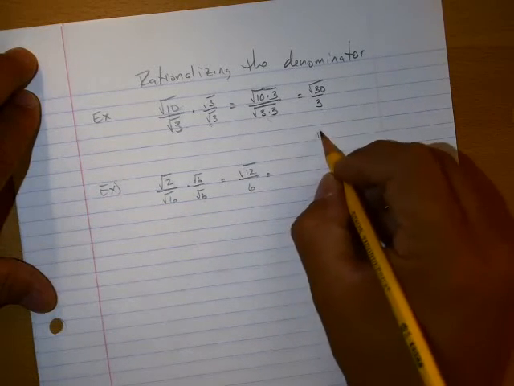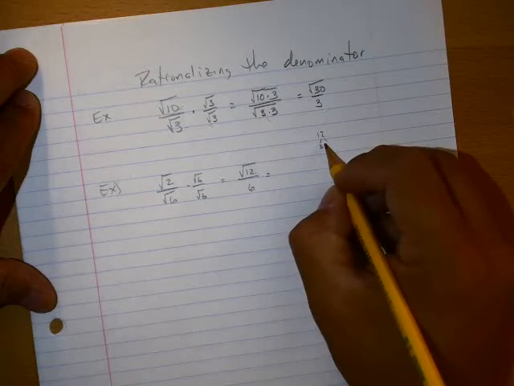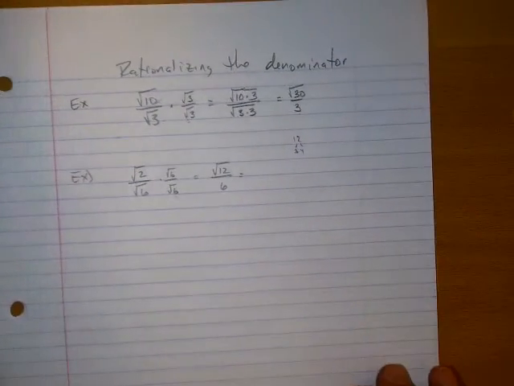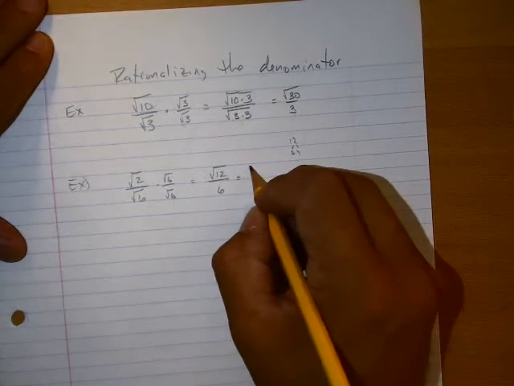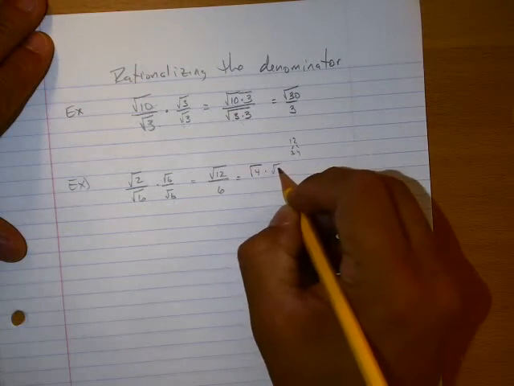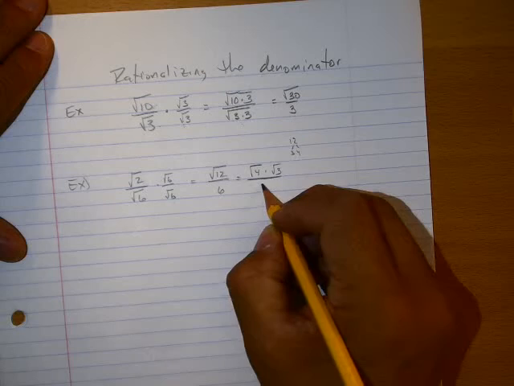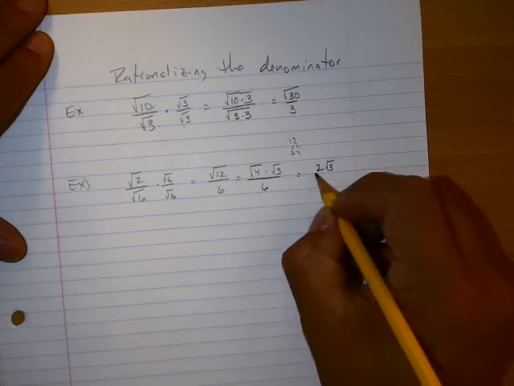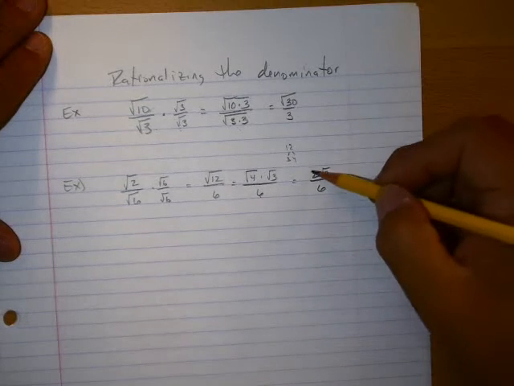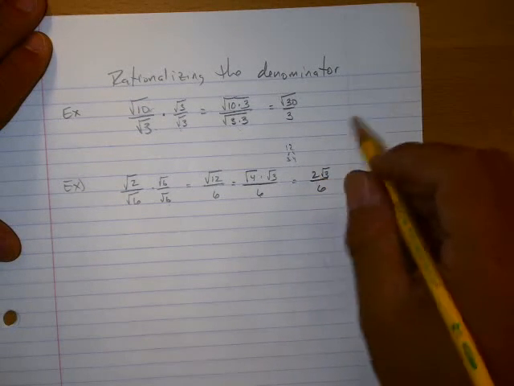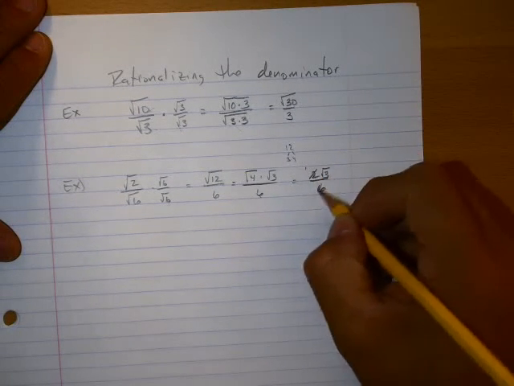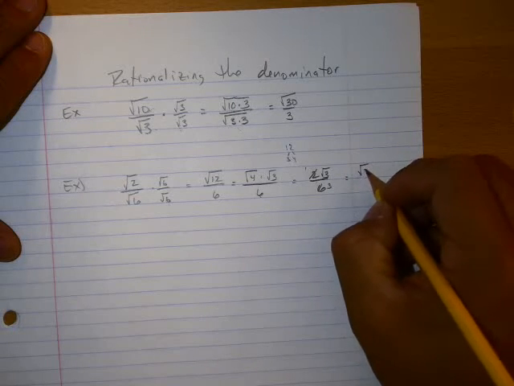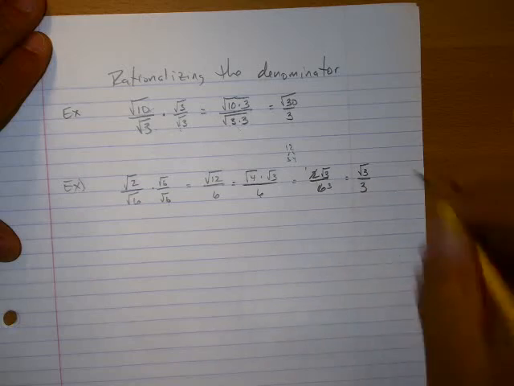But wait a second. 12 is really equal to 3 times 4. And I think 4 is a perfect square. So let's see what happens here. That is the square root of 4 times the square root of 3 all over 6, which is 2 radical 3 over 6. Now look, we've got this fraction that can simplify. 2 goes into 2 one time and 2 goes into 6 3 times. Well, that gives us radical 3 over 3.